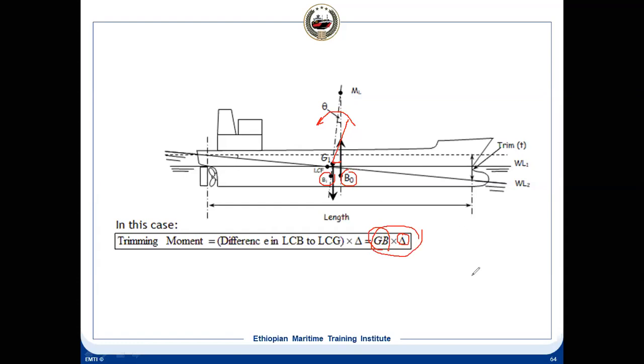Is it clear, all of you, what I had told just now? Why will B shift in this direction? Because once it is trimming like this, the underwater volume in this area is increased, because here the draft has increased, the aft draft. What does it mean? This volume has reduced and this volume has increased. Now B will shift towards this direction.